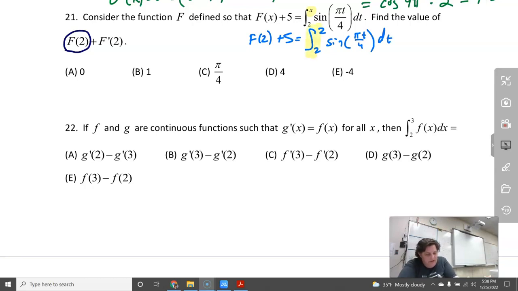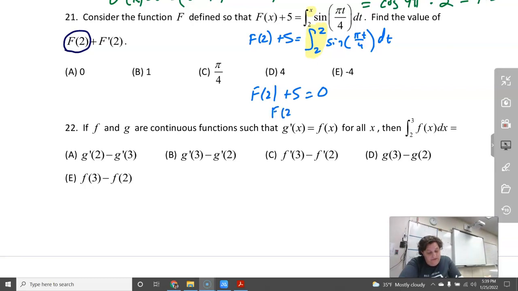But look, what's the integral from 2 to 2 of anything? The integral from 2 to 2 is 0. Now, does that mean f of 2 equals 0? Not necessarily, because now this says f of 2, whatever f of 2 is, plus 5 is 0.